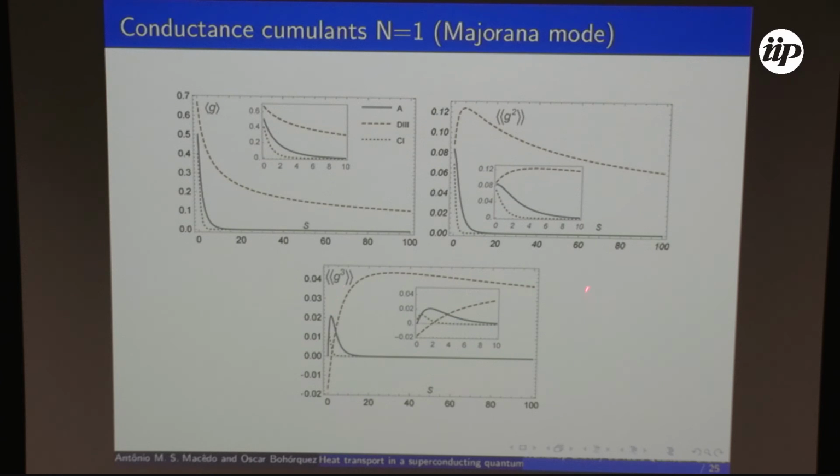So you see that you have this inverse square root with length. So this is a signature. So if you realize this quantum wire in a lab, and if you see this one over square root dependence on length, then you can say for sure that you have a signature of a condensed matter Majorana mode.